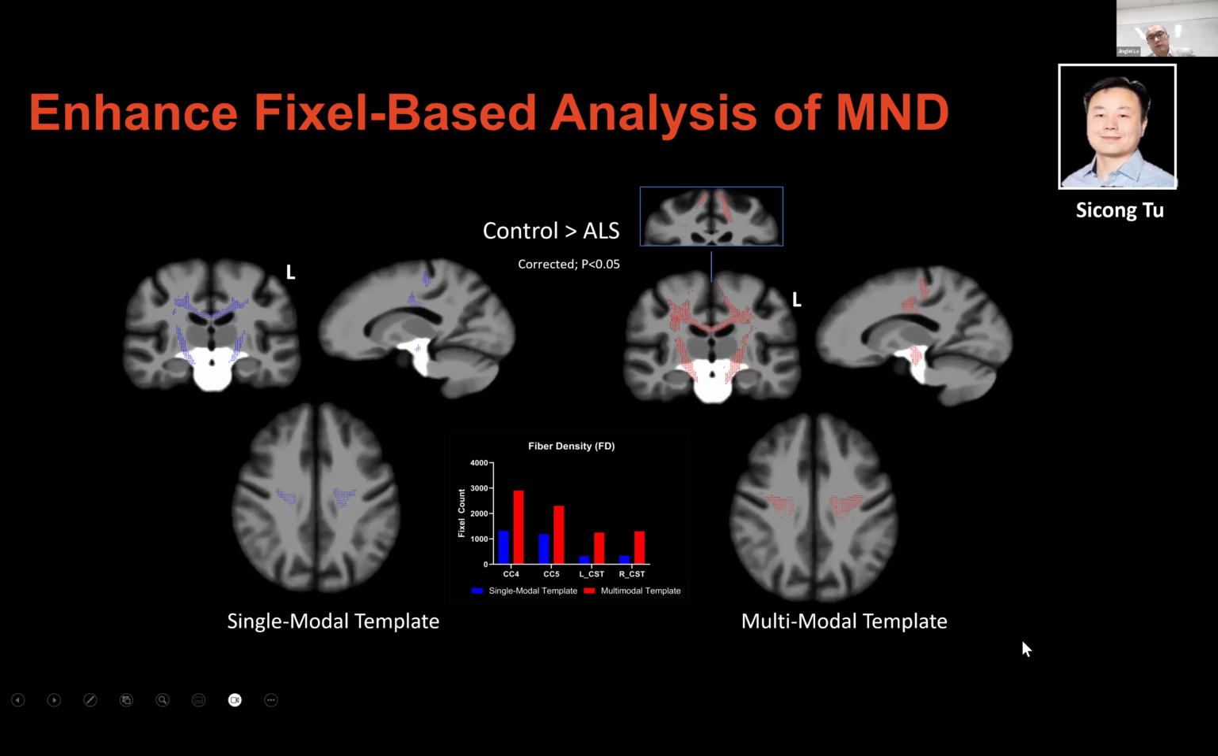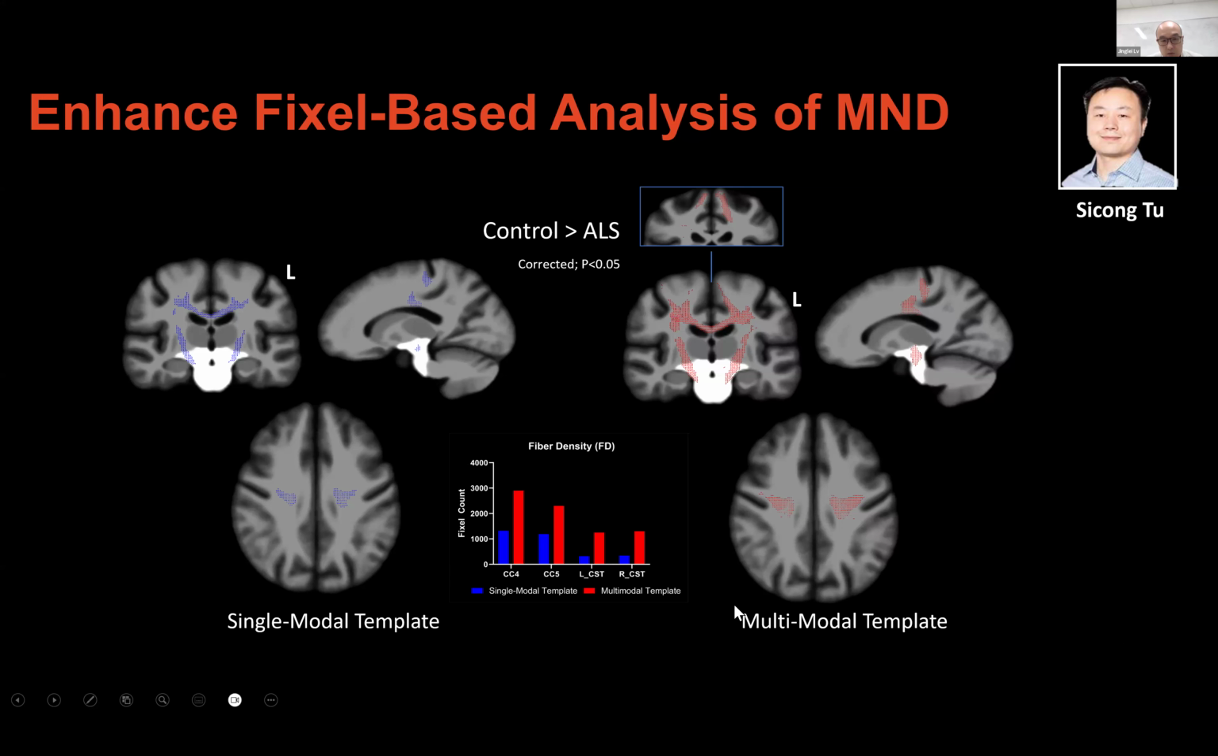So in this example, my collaborator Sikang Tu used the fixel-based analysis to look at motor neuron disease. On the left, with a single-modal template, we found very interesting white matter changes related to motor neuron disease, particularly the corpus callosum 4 and 5 and the corticospinal tract left and right. But this discovery is quite limited to the core fiber bundles.